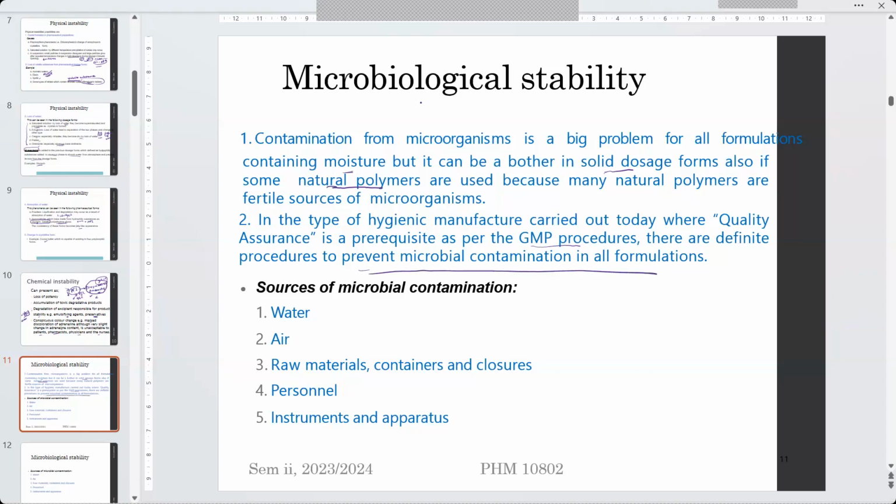What are these sources that can cause microbial contamination? It can be from the water used in manufacture, from the environment, from air, from the raw materials, from the containers and closures, from the personnel that are working in the production line, and from instruments and apparatus. That's why if you work in a pharmaceutical company, you will see that there is a quality control for water to ensure that there are specifications it must meet, chemical specifications with regards to heavy metals, for example, chlorine and other ingredients that will come in the domestic water.